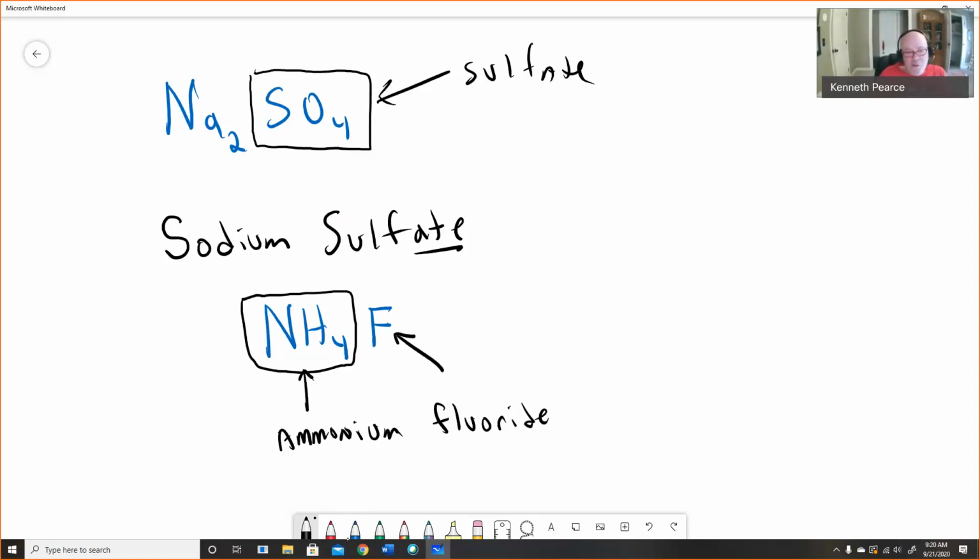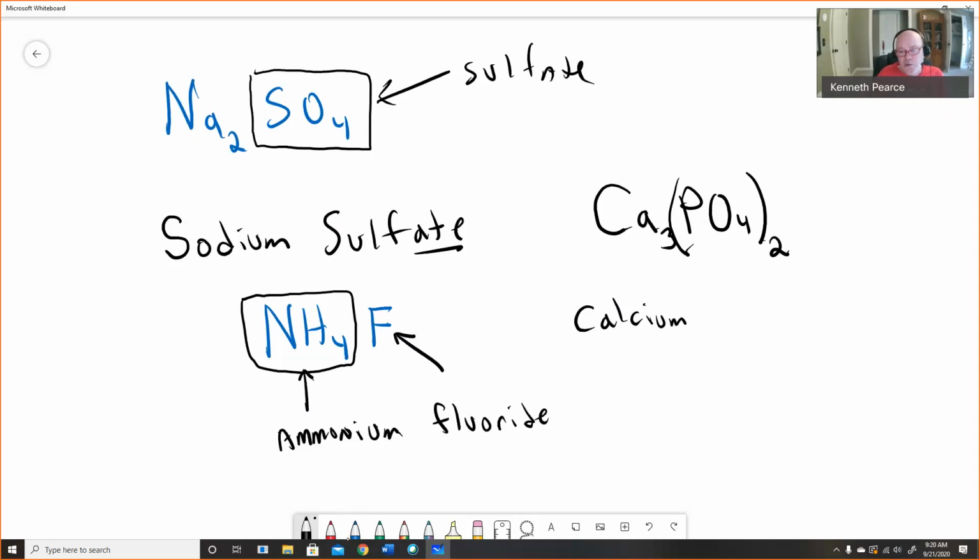So it comes down to pattern recognition as to how to name these things when you have polyatomic ions. And so we're going to end up with, say, something like this. And of course, we need to have that in parentheses for charge balance, because remember, if we have more than one polyatomic, we have to put it in parentheses. And so this becomes, well, we name the metal, calcium, and PO4 is a phosphate. So we have calcium phosphate.